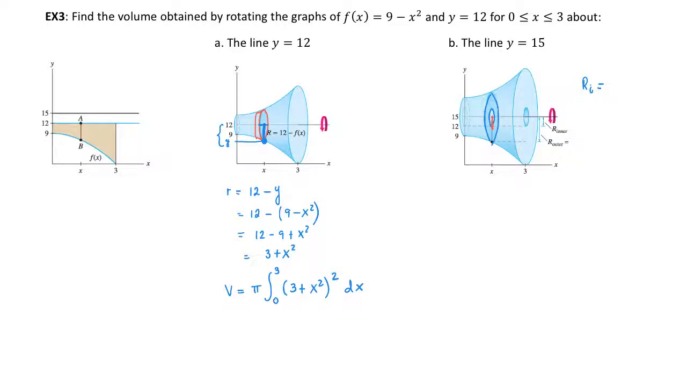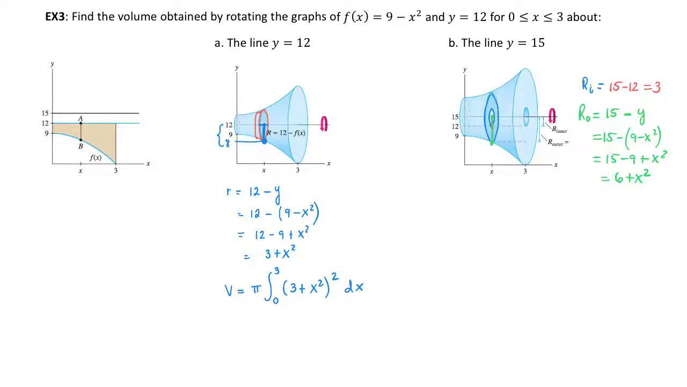I can easily get that by taking 15 and subtracting 12. That's going to give me 3 units. Now for the outer radius, again, I go from the axis of revolution to the outer graph right here, which is the parabola. So the outer radius will be 15 minus y. In other words, 15 minus 9 minus x squared, which is going to be 15 minus 9 plus x squared. That's going to give us 6 plus x squared.